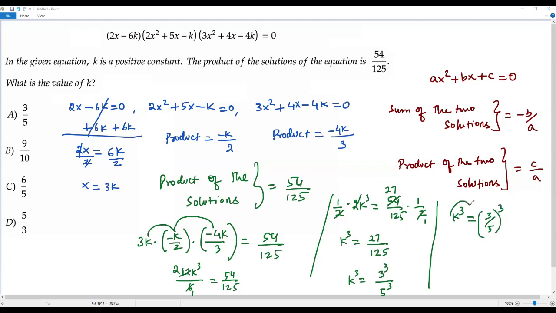So here two terms are equal with the same exponent 3. Whenever two terms are equal with the same exponent, we can equate the bases. When I equate the bases, I'm getting k equals 3 over 5. Okay, now I got the value of k, that is 3 over 5. We find 3 over 5 in answer choice A. So the correct answer choice for this question is option A.